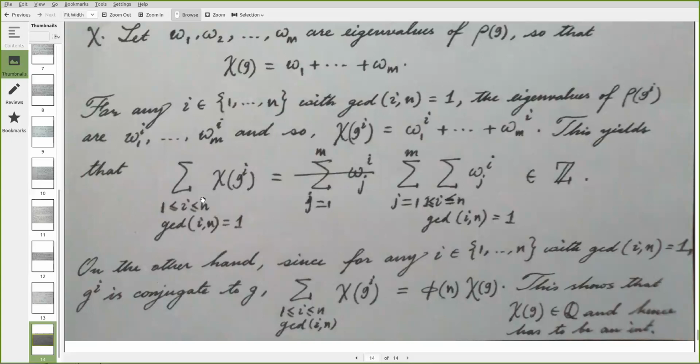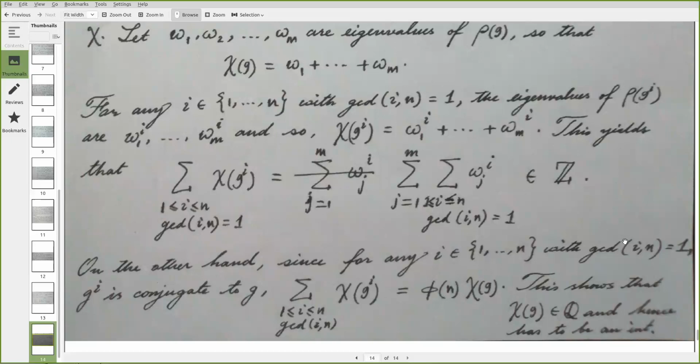And how many such summands are there? The number of i's which are co-prime to n, which is given by Euler's phi function. So this left hand side is phi n times chi g. So what we get is that phi n times chi g is an integer. Therefore, chi g is an algebraic integer.